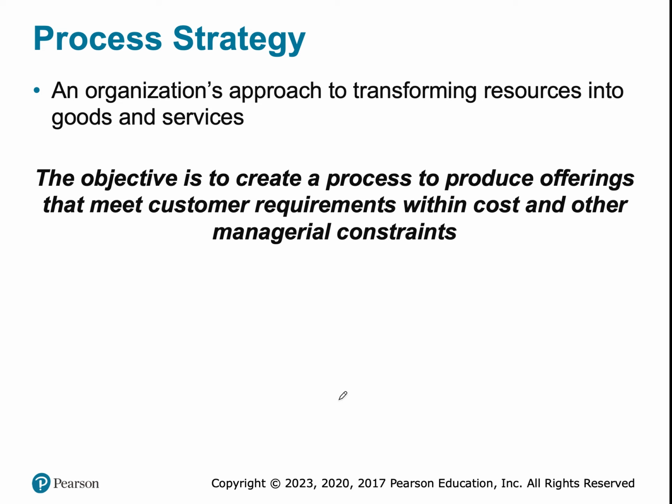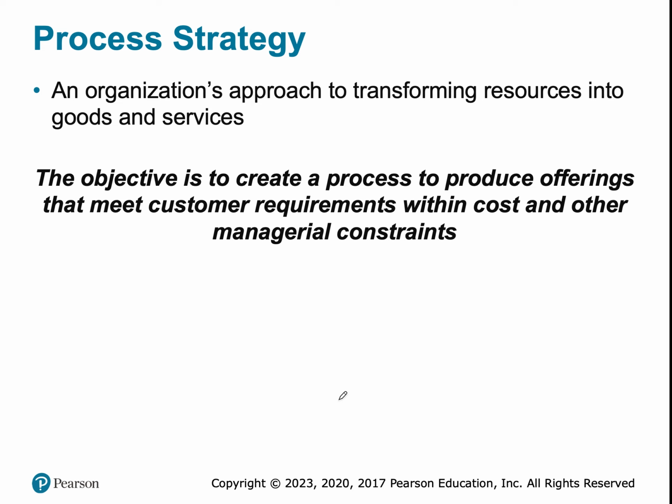Now the first one is the process strategy. What is a process strategy? Now here we say every organization, any organization, the approach they use in transforming resources into goods and services is called their process strategy. Every method you use, every methodology you adopt to transform your raw material, your resources, whatever you have, into your finished product is called your process strategy.